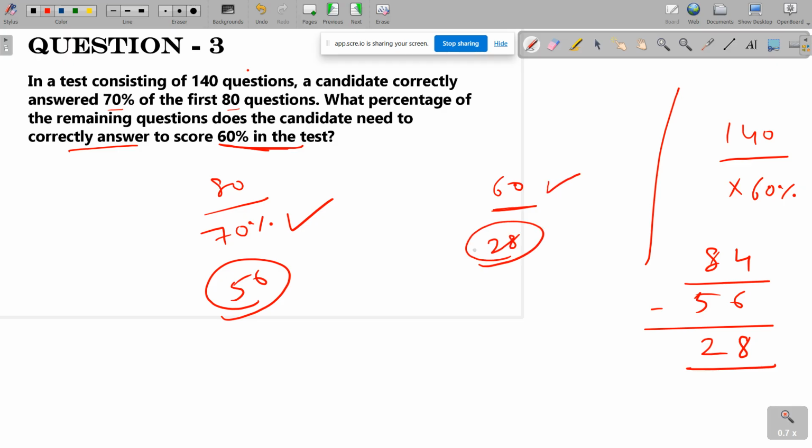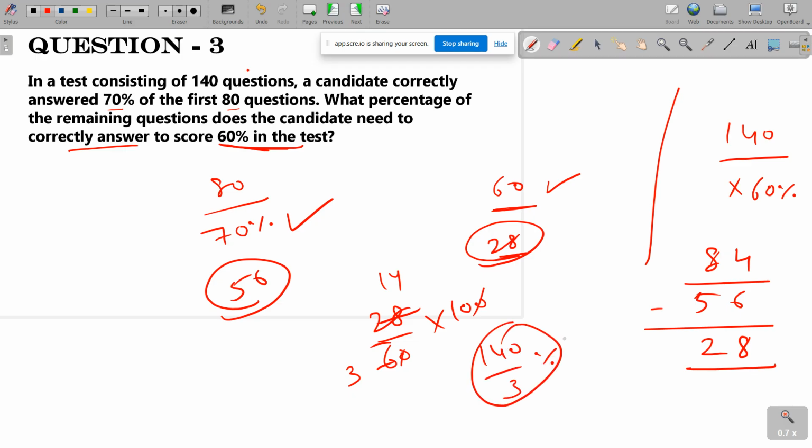And what is the percentage, or 28 questions is what percent of 60 questions, that we need to answer. So 28 upon 60 multiplied by 100, we can easily calculate. Okay, so it is 14 upon 3. So it is 140 upon 3 percentage. We can even convert it to 46 and 2 by 3%. This is the percentage of questions that he needed to answer correctly, and by doing this, he will be able to secure 60% in the test.